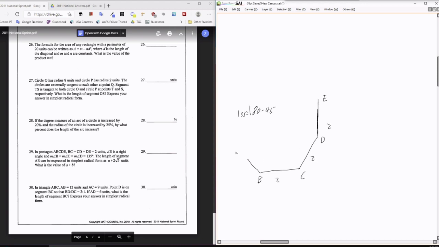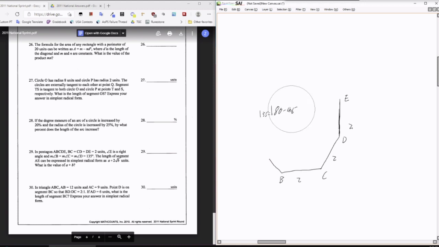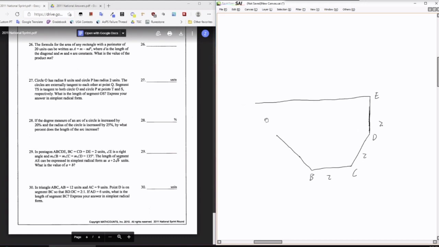Now it says that angle E is a right angle. So it'll look something like this, where we extend B really far. Angle E is a right angle, so it'll kind of look like this. That's what it'll look like. This is 135, this is 135.